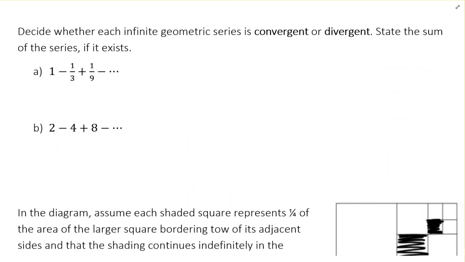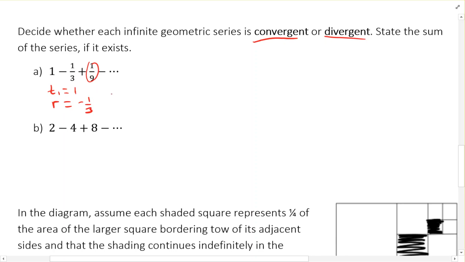Okay, now let's decide whether these are going to be convergent or divergent series. State the sum if the series exists. If we look at this one, you can see that T1 is equal to 1. R would be negative 1/3, because I could go 1/9 divided by negative 1/3 to get to negative 1/3, and negative 1/3 divided by negative 1/3 to get to 1. So that's how we figure out R.